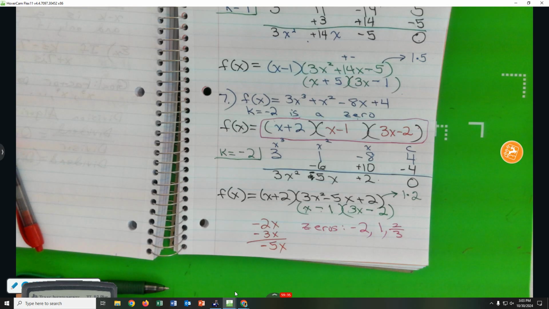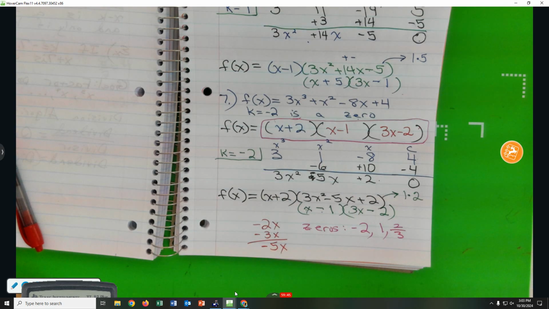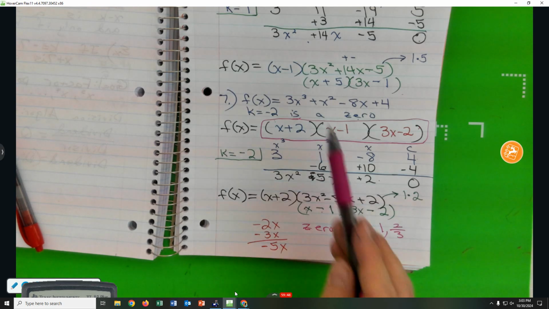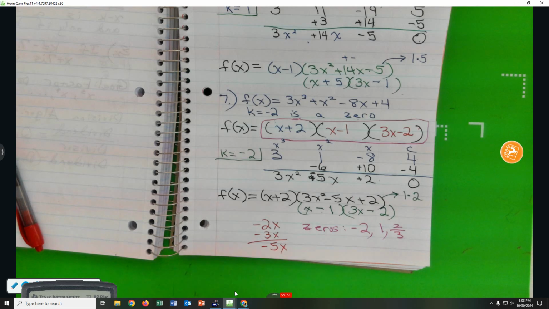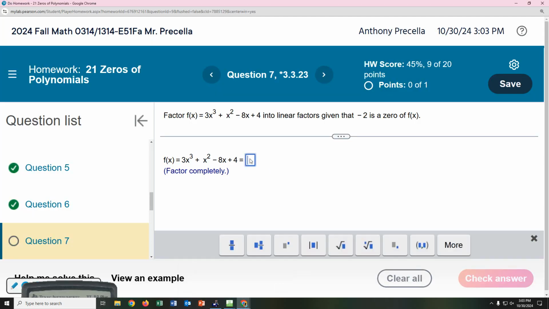Is it possible there are other zeros that we haven't found? The largest exponent is a 3. We have 3 zeros. There cannot be more. The number of zeros cannot exceed that largest exponent. So no, those are all the zeros. And we're factoring. Now, the order in which you're typing in the factors doesn't matter. I like to put the one associated with the k value first. x plus 2. You have an x minus 1 and a 3x minus 2.